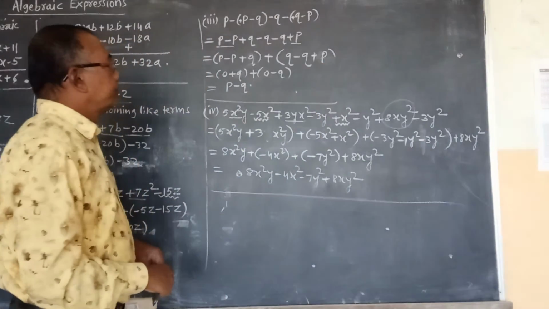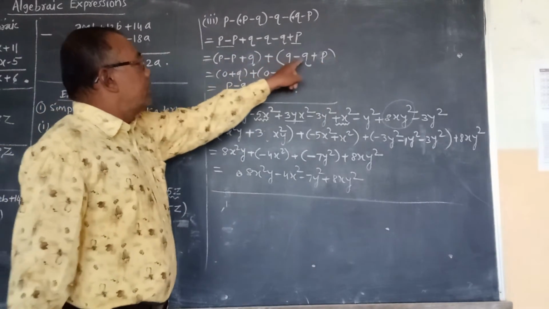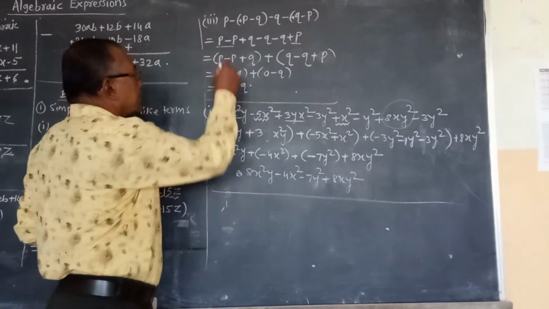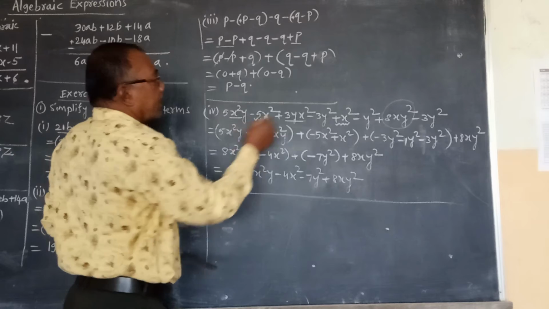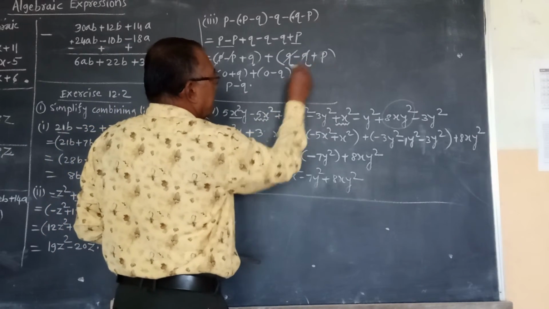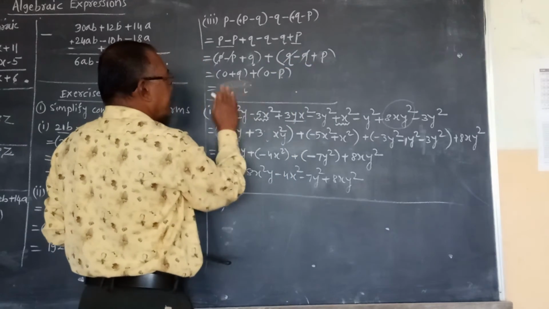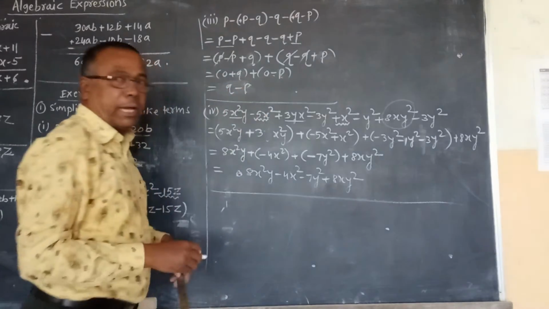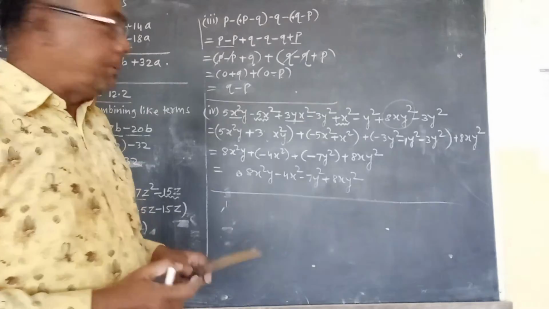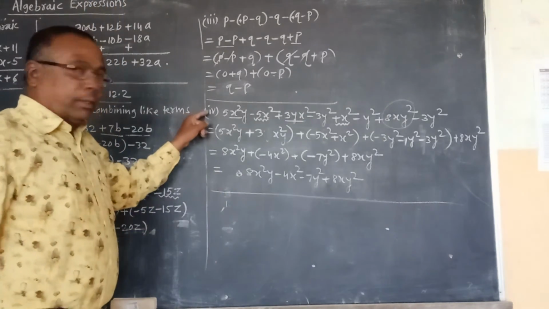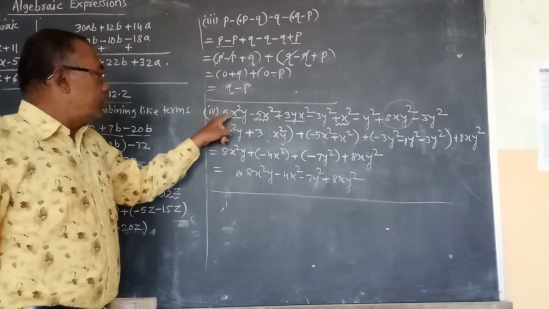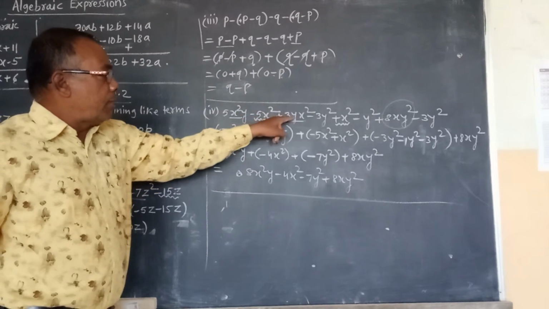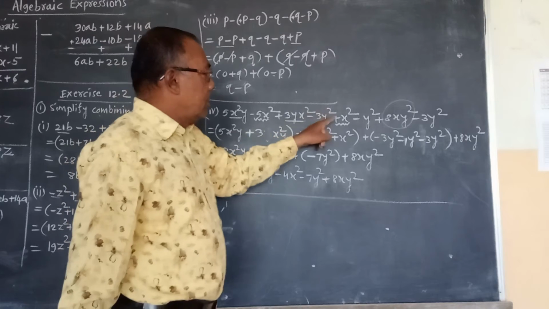So here q minus q plus p. Here q will get cancelled, so we will get plus p. Here p will get cancelled, so we will get plus q. So here our answer will be plus q and minus p. Now, the fourth example is 5x square y minus 5x square plus 3yx square minus 3y square plus x square minus y square plus 8xy square minus 3y square.